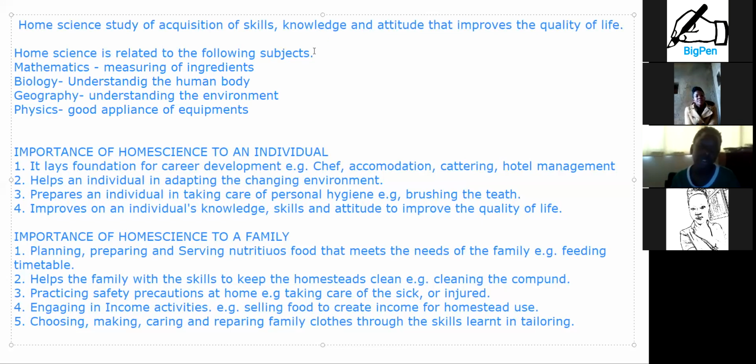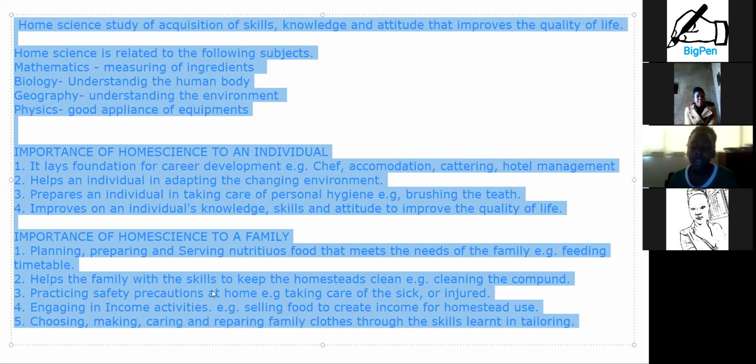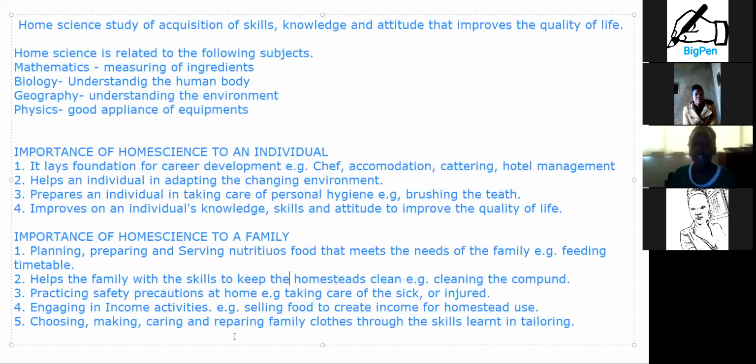Practicing safety precautions, such as first aid and taking care of the sick. Another importance? The individual renders services in the nation. Helps an individual adapt to the changing environment, such as climate change. Okay, another.